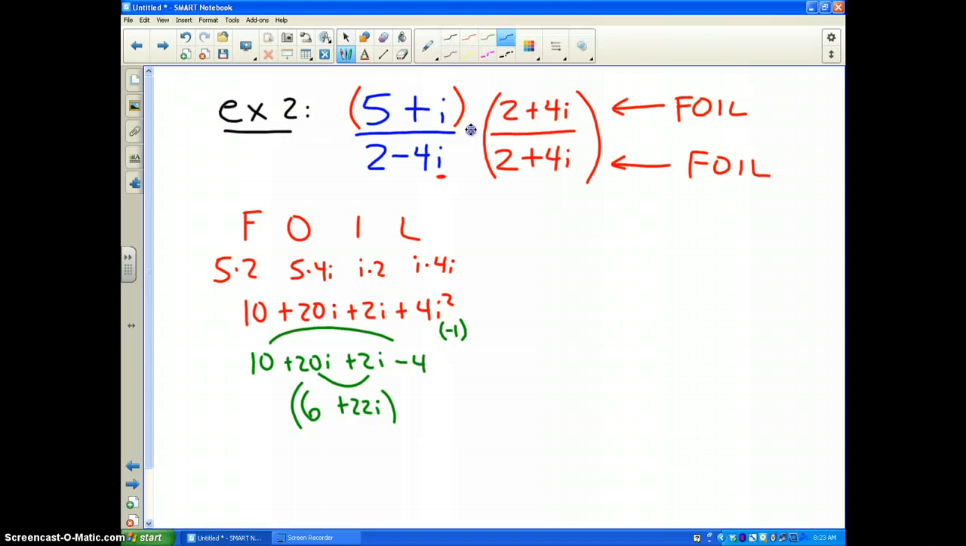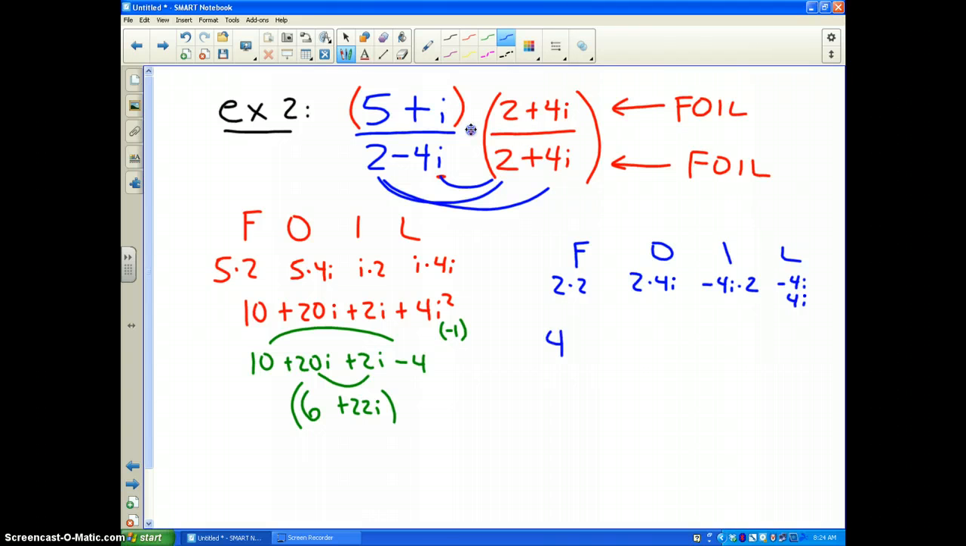Now let's FOIL the denominator. Oops, I'm going to space this out a little bit. F-O-I-L. If I FOIL the denominator, 2 times 2 is F. The outsides is 2 times 4i. The insides is negative 4i times 2. And the last terms is negative 4i times positive 4i.